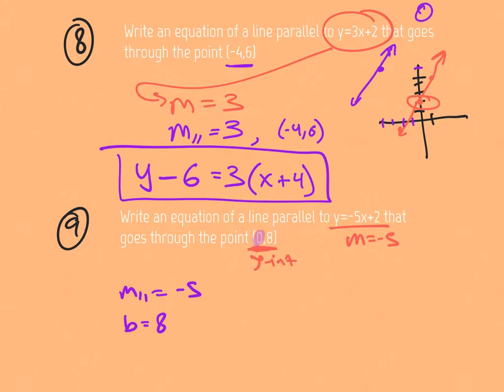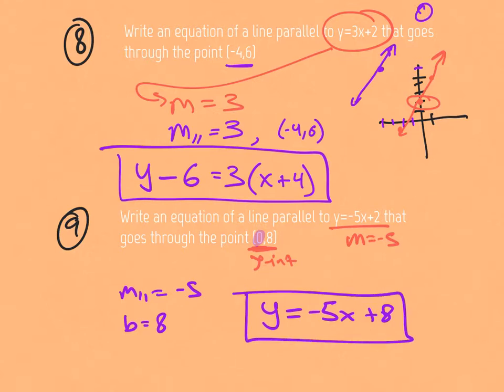Okay, so now I can write my final equation. y equals mx plus b. y equals negative 5x plus 8. Okay. It's important to see the difference. I can't use slope-intercept form in problem 8, because I didn't have a y-intercept, I just had a point.